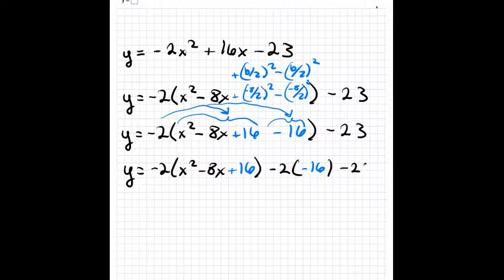So then the whole point of completing the square is now we can factor those first three terms. Those first three terms now are going to factor into, so they're the same, minus 4, so x minus 4 squared.